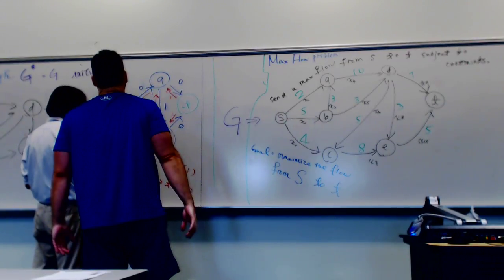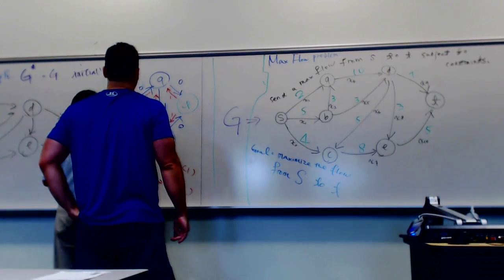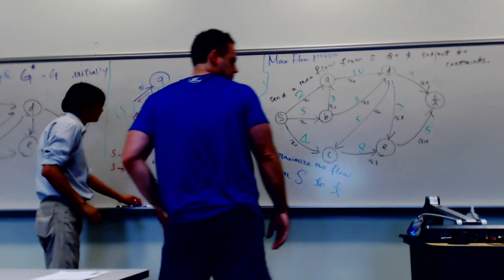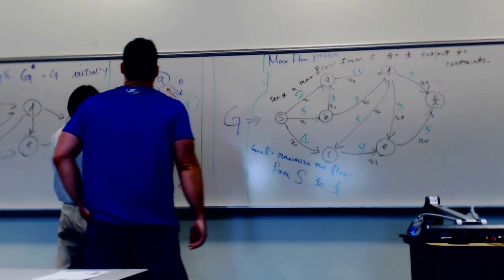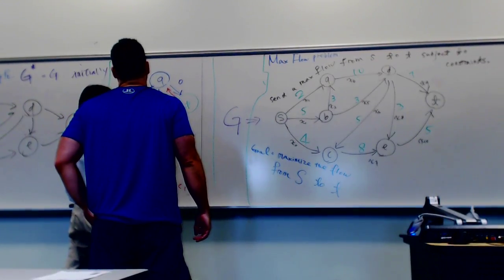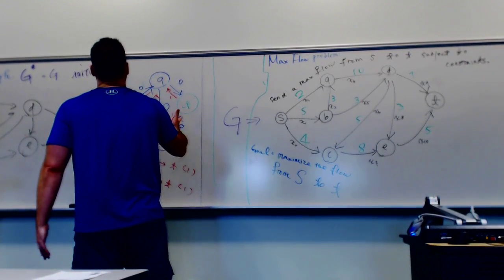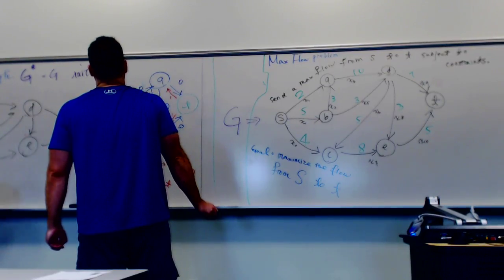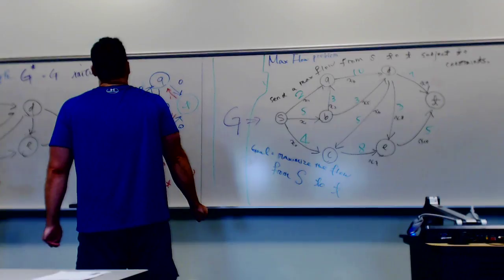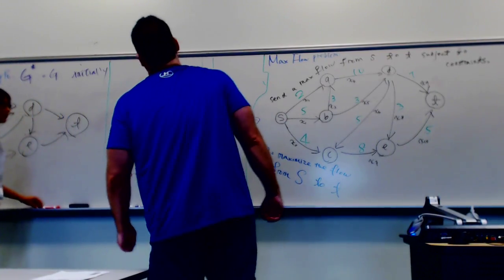Instead of this, you have one here. So you swap these, but is it the same graph? It's a different flow, but does it have the same properties as the previous graph? Oh, it doesn't. It's different now.